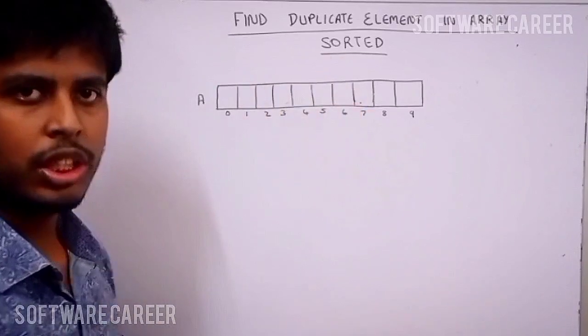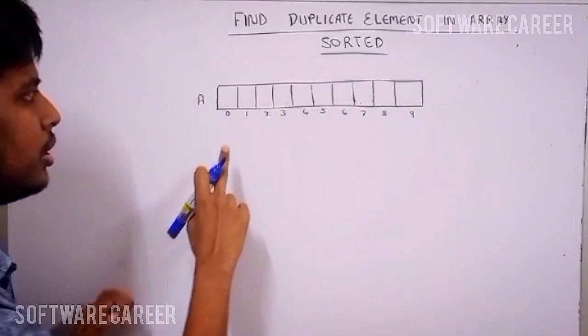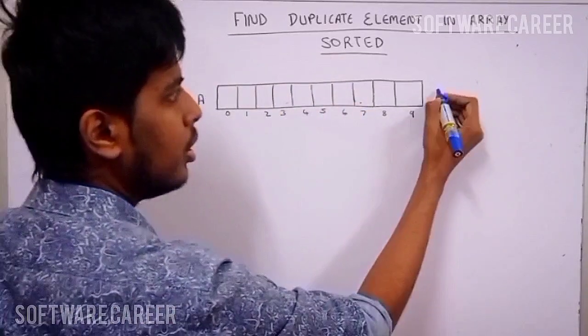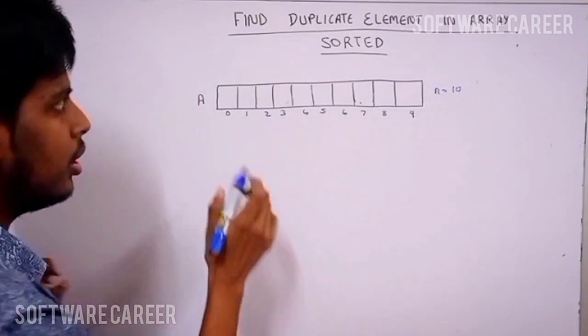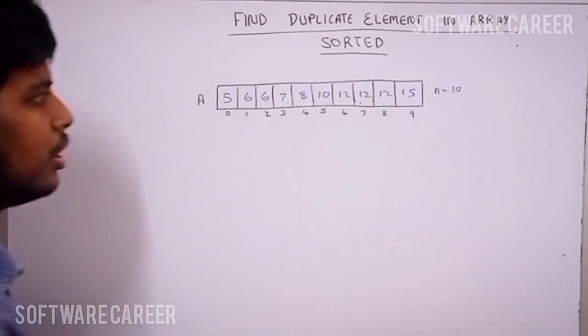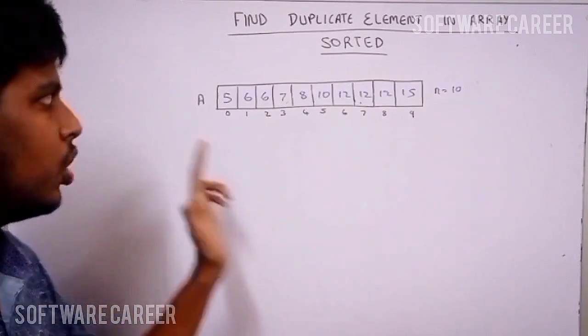Now this array is a sorted array. This array is of size 10, n equals 10. Now I am filling elements in this array. Suppose these are the elements present in the sorted array.